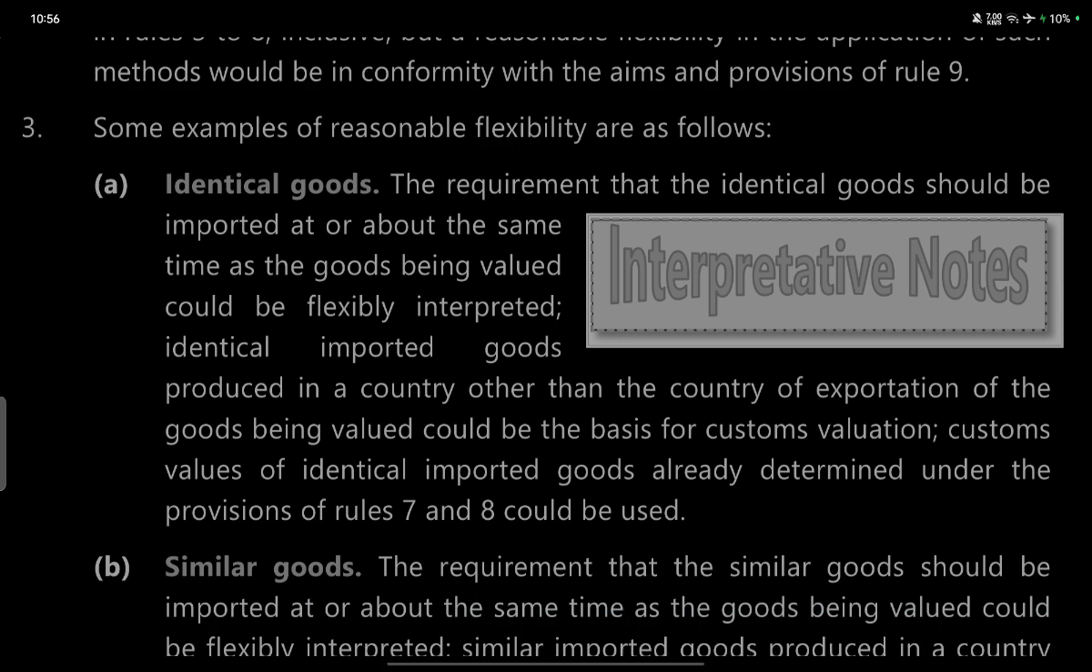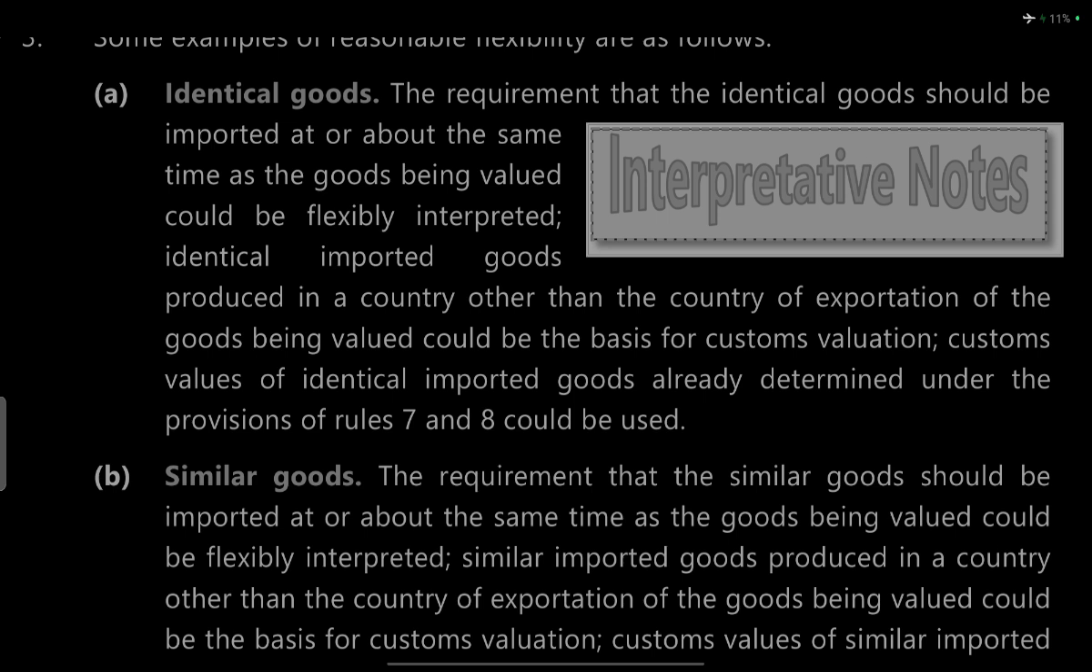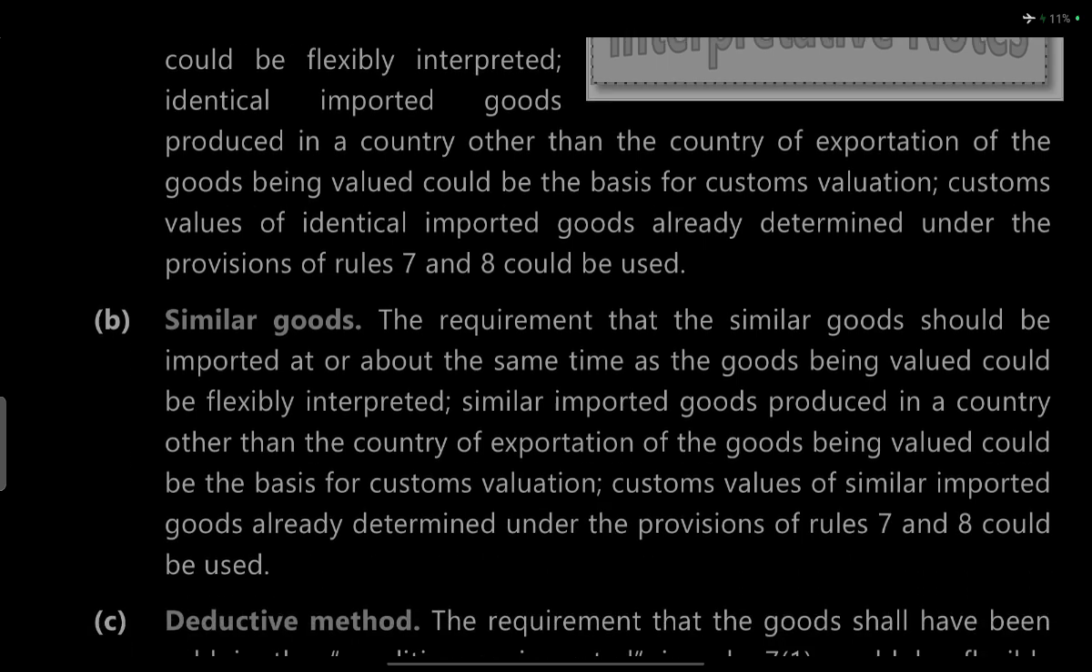Identical goods. The requirement that the identical goods should be imported at or about the same time as the goods being valued should be flexibly interpreted. Identical imported goods produced in a country other than the country of exportation of the goods being valued could be the basis of customs valuation. The customs value of identical imported goods already determined under the provision of Rules 7 and 8 should be used.